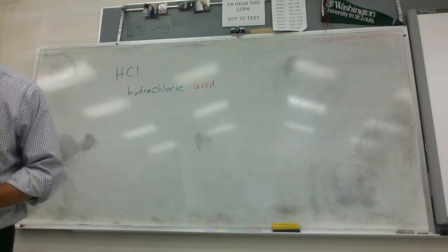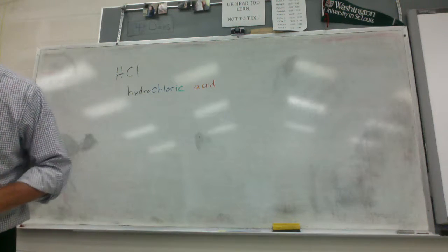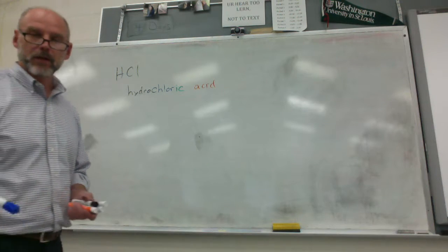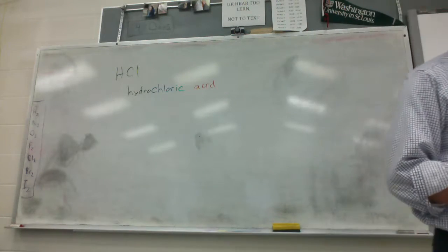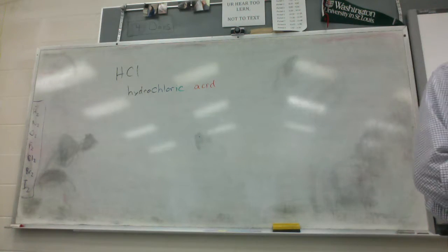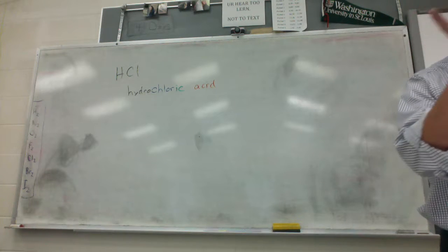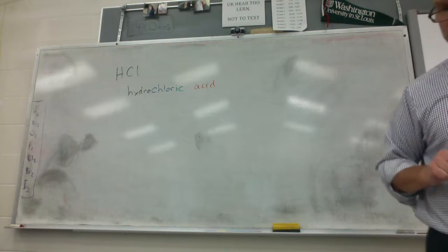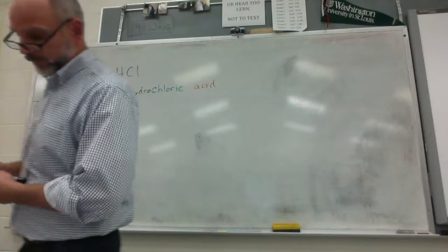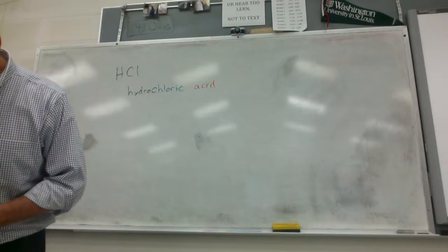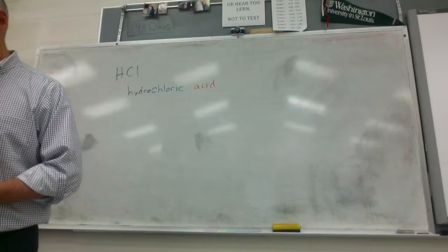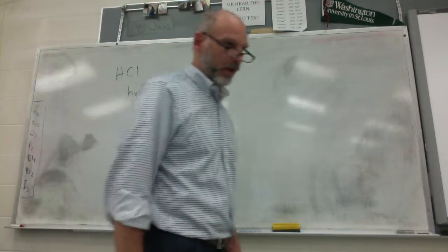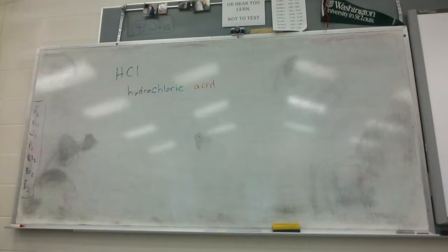Let's look at some more examples. I think I gave you 5 examples there. Could you guys please take a moment and see if you can come up with the names of those 5 species: HF, HBr, HI, HCN, and H2S.